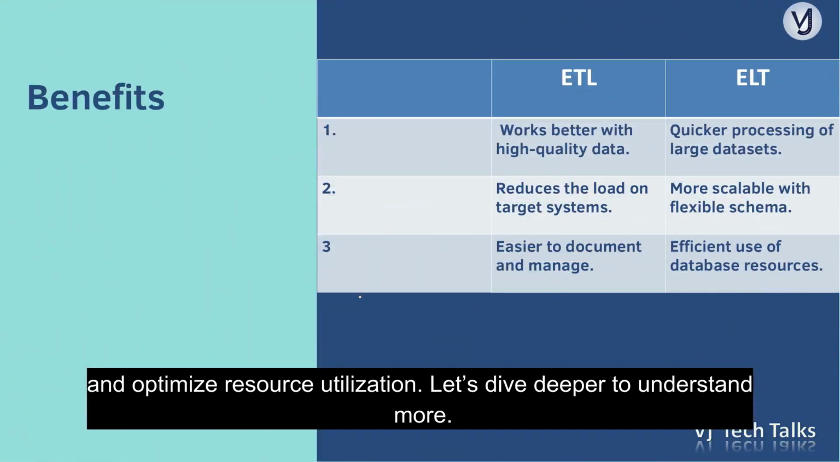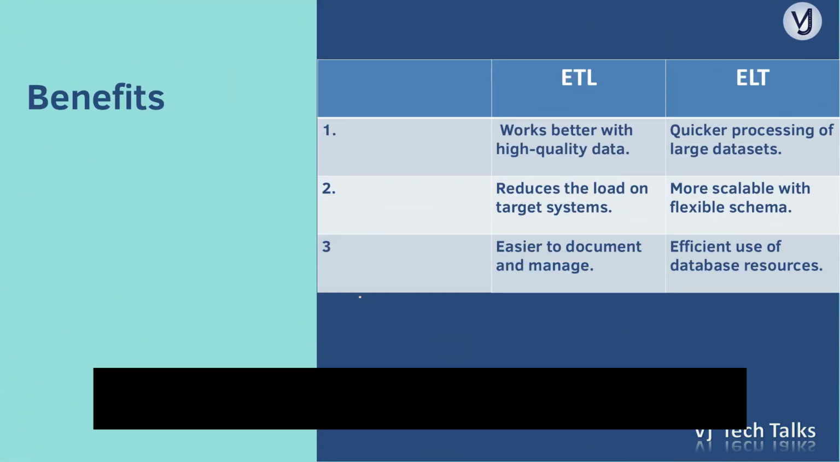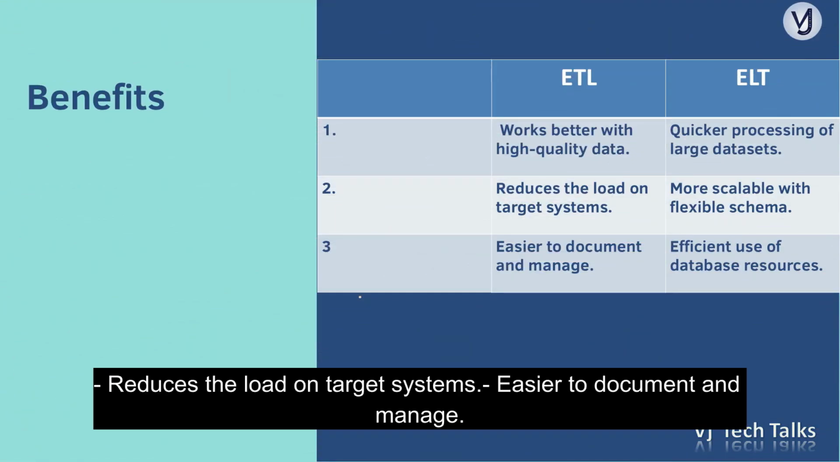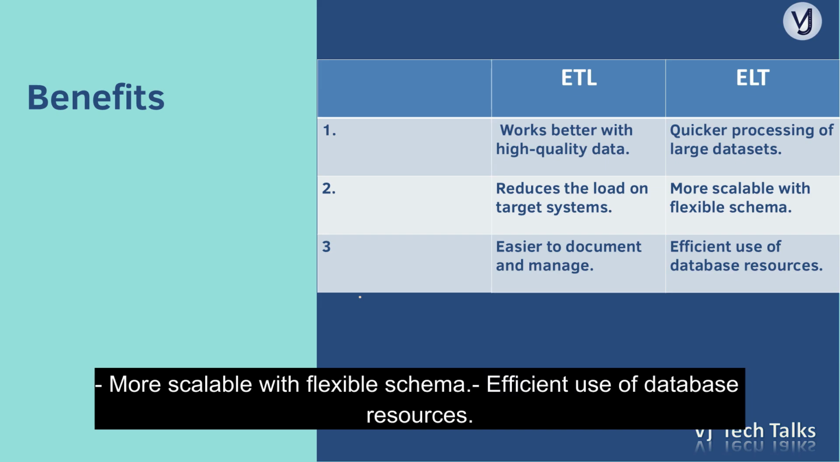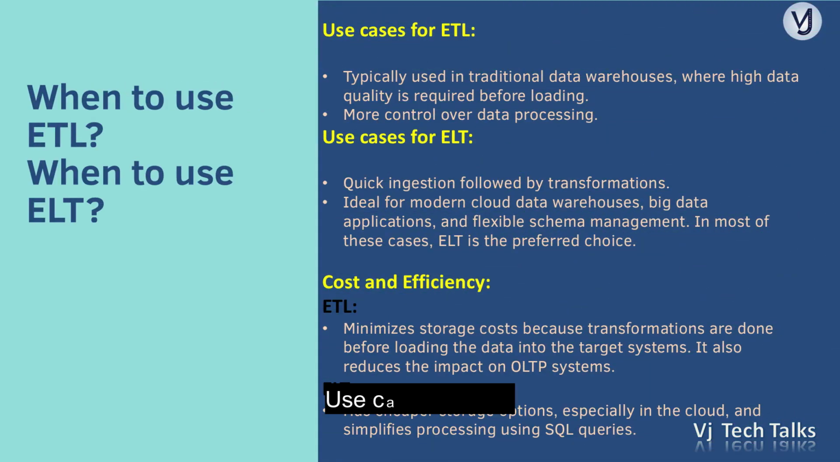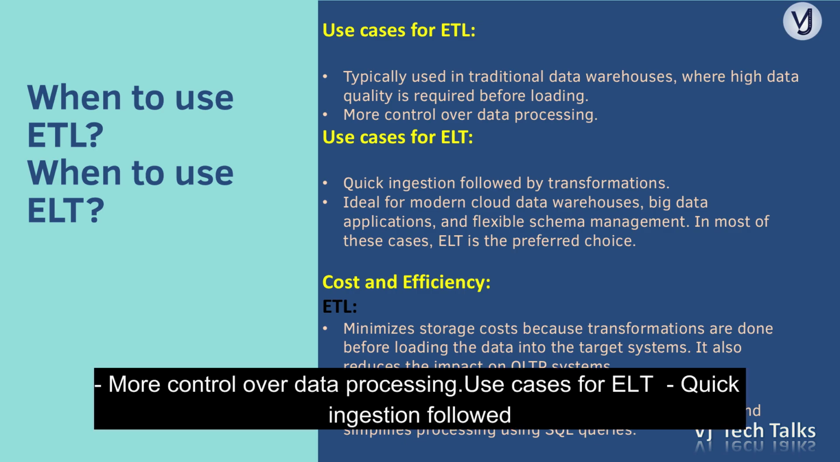Benefits of ETL: works better with high-quality data, reduces the load on target systems, easier to document and manage. Benefits of ELT: quicker processing of large data sets, more scalable with flexible schema, efficient use of database resources. Use cases for ETL: typically used in traditional data warehouses where high data quality is required before loading. More control over data processing.